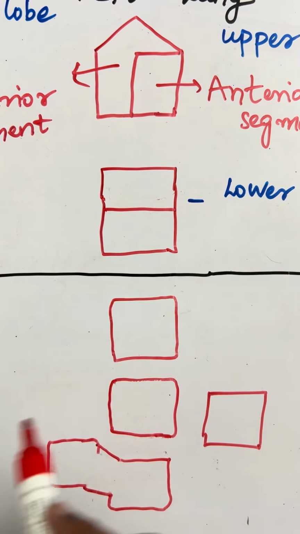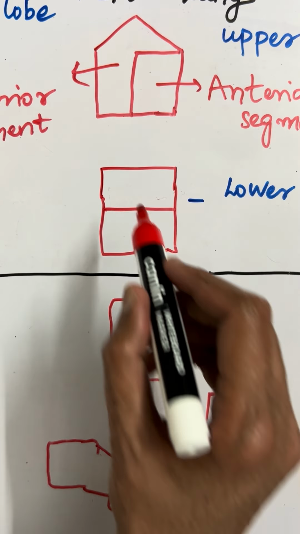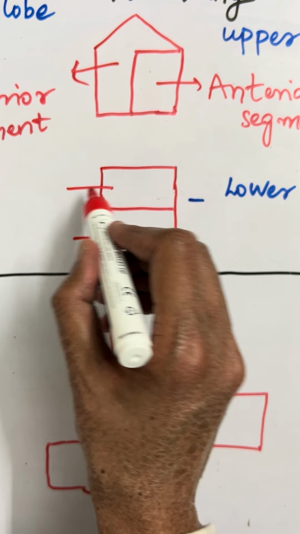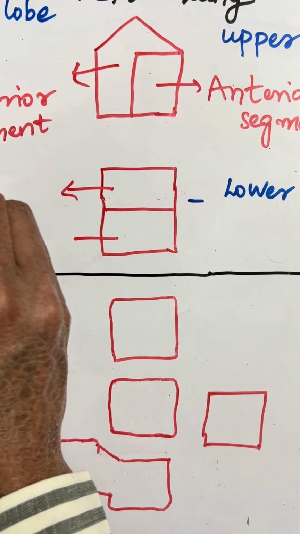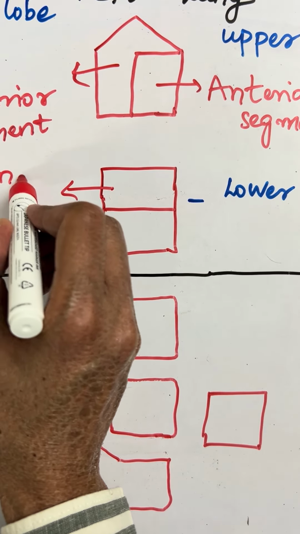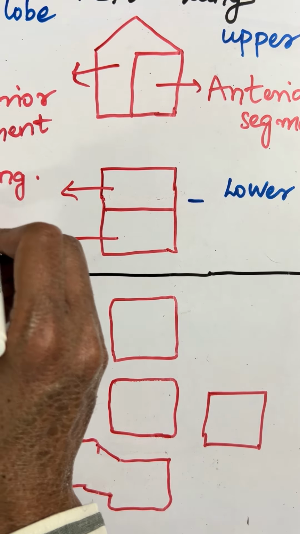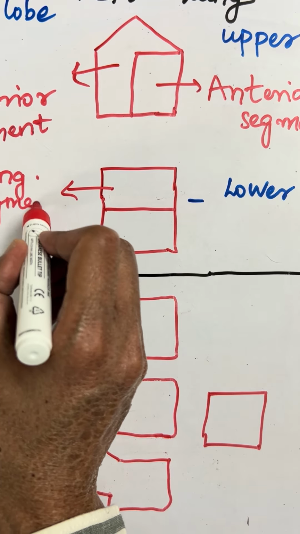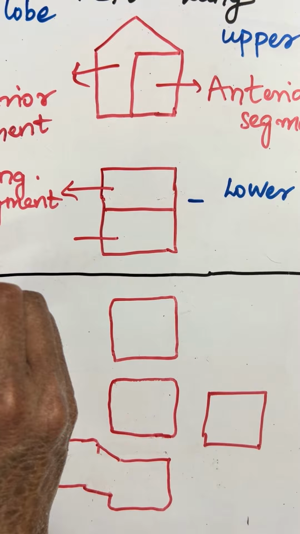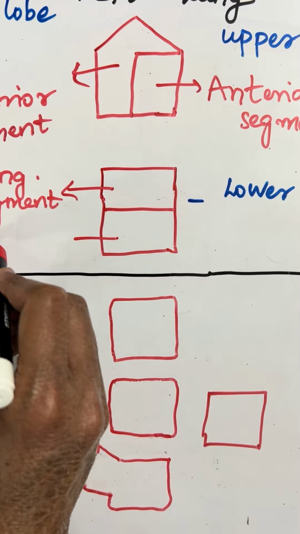The lower division of the left upper lobe has two segments. One is the superior lingular segment, the other one is the inferior lingular segment.